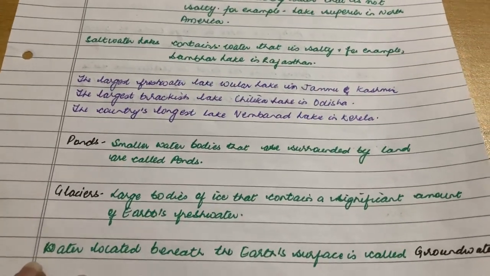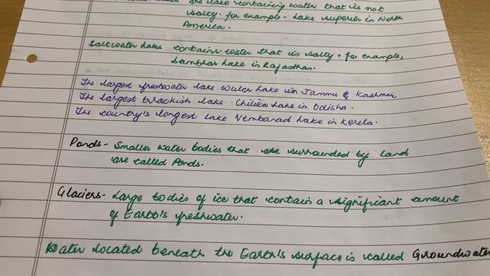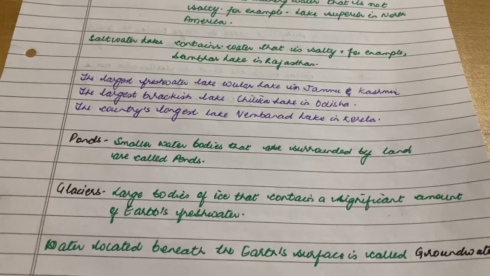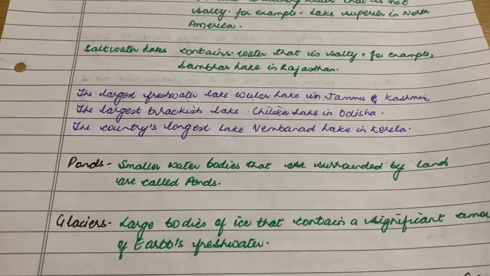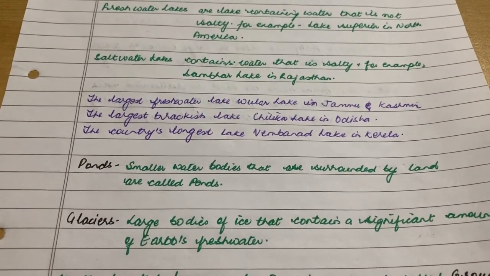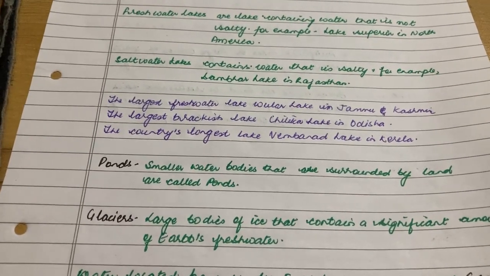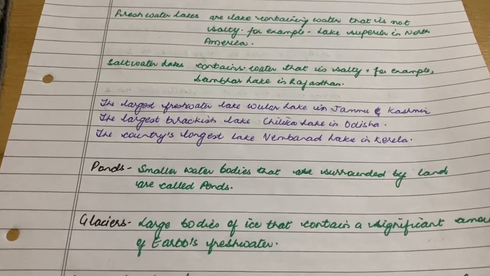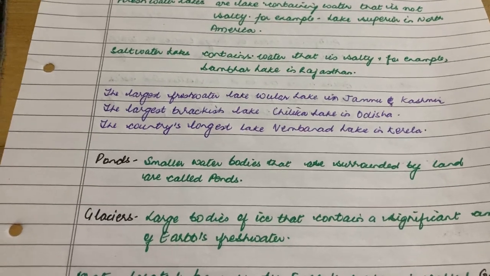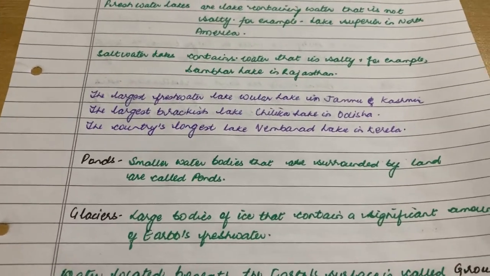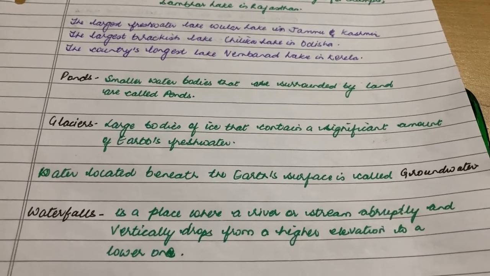Then we'll know about the glaciers. Glaciers are large bodies of ice that contain a significant amount of Earth's fresh water. As we discussed in the river, how does a river get formed? The ice that melts from the glacier, which is there in mountains or very high hills, when this water flows through a stream, through a channel, forms a river. And when multiple such water channels combine, they form a very big river. Then water located beneath the earth's surface is called groundwater.